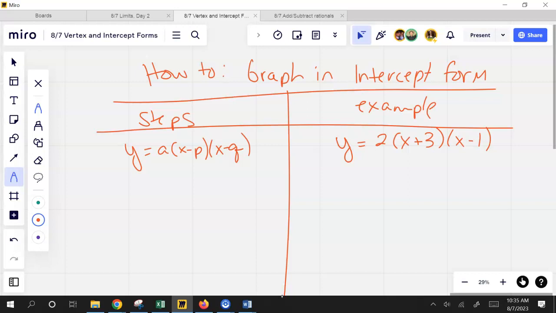All right. First things first, we're going to plot the x-intercepts. Remember opposite signs, so x equals p and x equals q. And I'm going to put a little note here, opposite signs.